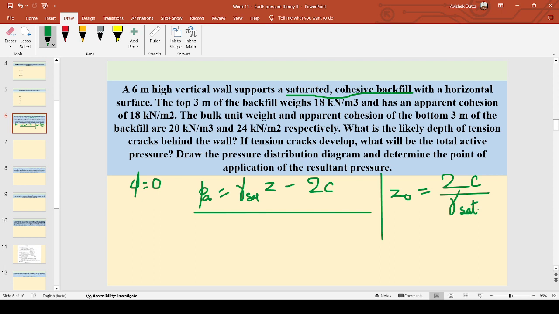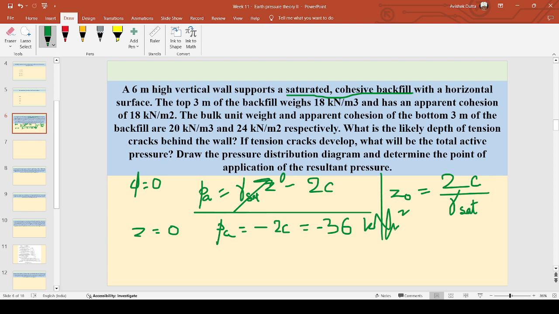Here there are two cases given for the top soil and for the bottom soil. So using equation 1, if Z equals 0, what are we having? At Z equal to 0, at the surface, this term reduces to 0, and the active pressure is equal to minus 2C. For the topsoil, the cohesion is 18, so it is minus 36. I am not writing the unit, but you write the units. Okay, minus 36. This is the active pressure at the surface. Now we need to find out the tension crack depth, isn't it? Tension crack depth.